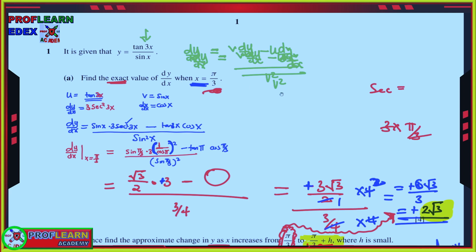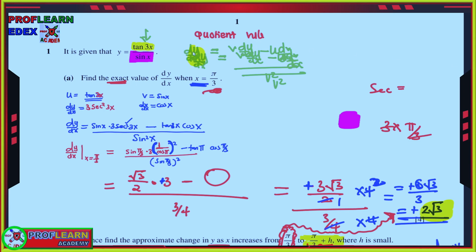Now in this question, we are told that it's given that y is equal to tan 3x, and there is another function here, sine x. So meaning these are two functions which are divided. So the best rule or technique of differentiation we are going to use is the quotient rule. So we are going to use the quotient rule, and for us to find this differentiation, it means applying the quotient rule.